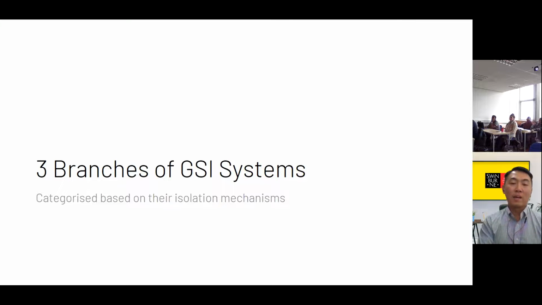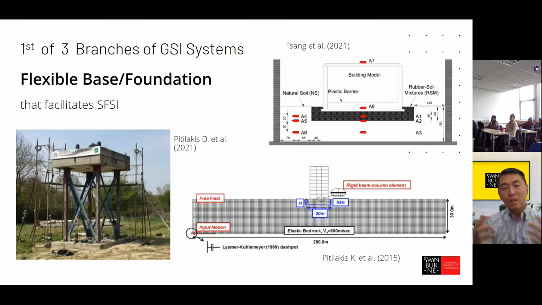And nowadays, after like 15 years of development of GSI, there are now 3 major branches of GSI system. So that means it has been expanded from 2 branches, as I just described in the previous slide, to nowadays 3 branches, and they are categorized based on their isolation mechanisms. So let me introduce to you some of the recent research that has been done on each of these 3 branches of GSI system.